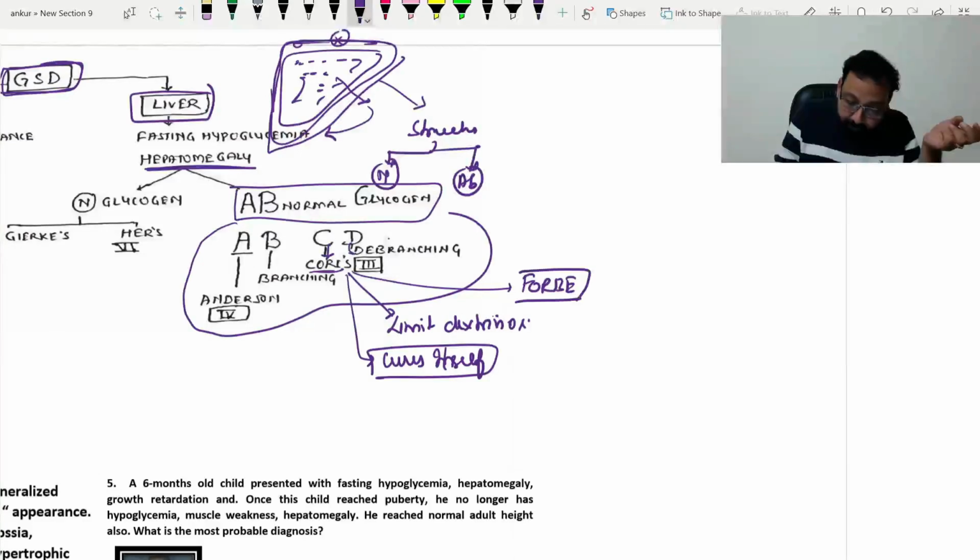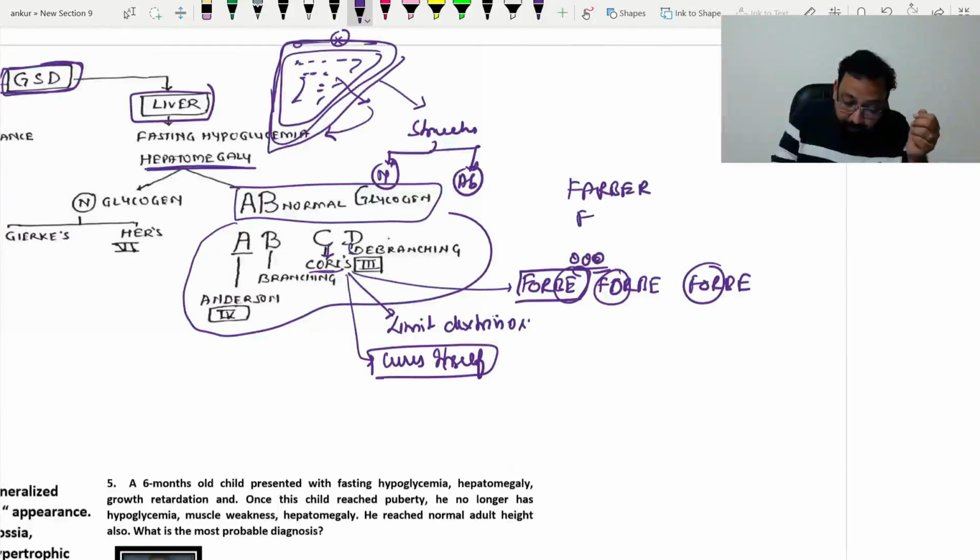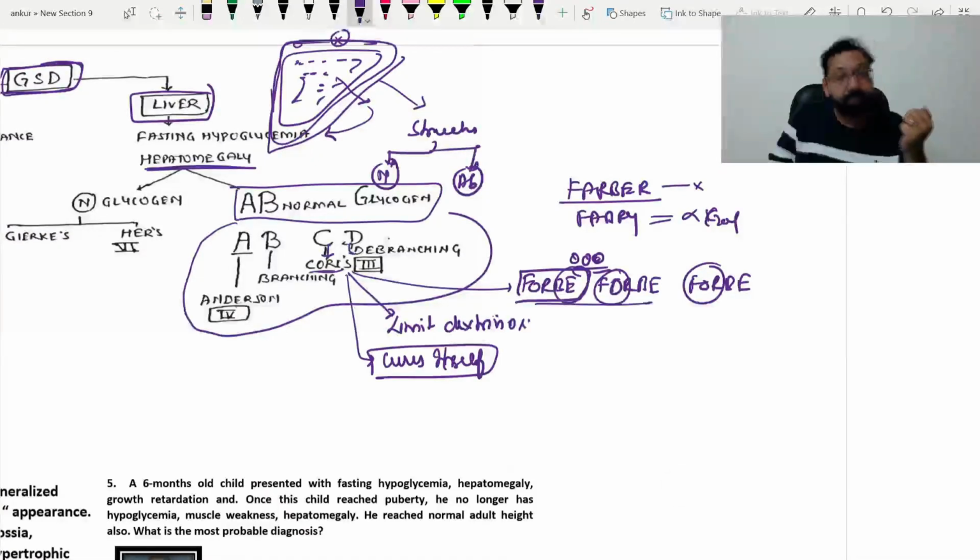Why am I pointing it out here? Forbes, you will remember, before 4 means third, because questions are asked: Farber, Fabry's. Farber, ceramidase is deficient. Fabry's, alpha galactosidase is deficient. Forbes, yes, debranching enzyme is deficient. All these three are questions.